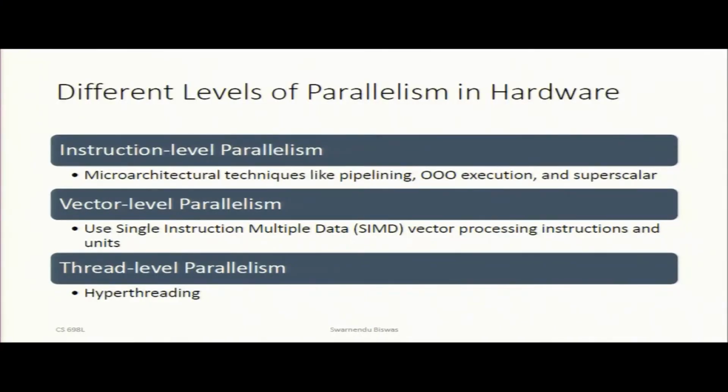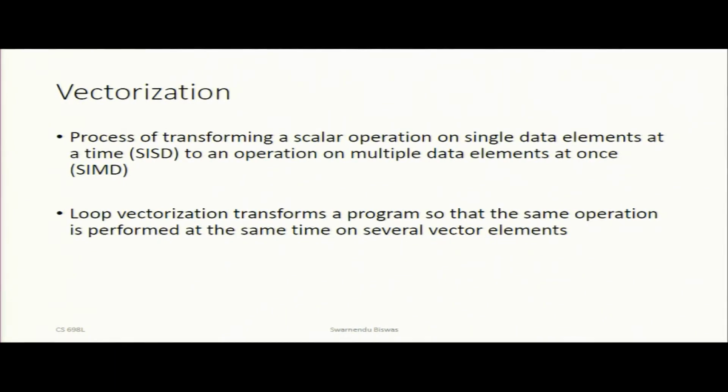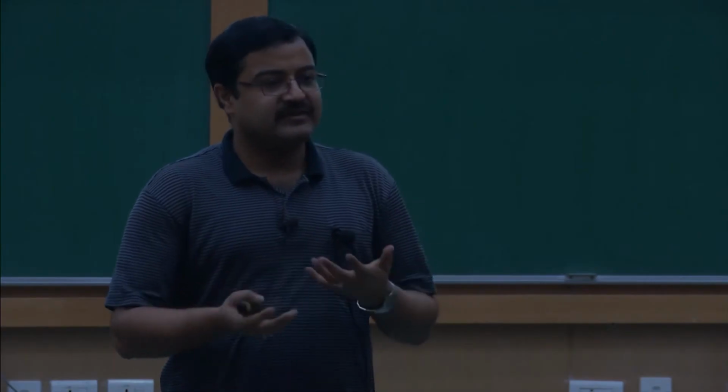And then you also have thread level parallelism or SMT, which we will not talk about here. So we are talking about vectorization. First, we'll try to understand it in the context of architecture support, then compiler support, and then what OpenMP gives us. The process of transforming a scalar operation, single instruction single data, to an operation on multiple data elements at once can be thought of as vectorization or SIMD. I'm using these terms interchangeably. SIMD is usually used from an architecture context, and vectorization from a compiler or PL context, but for this talk I will use them interchangeably.